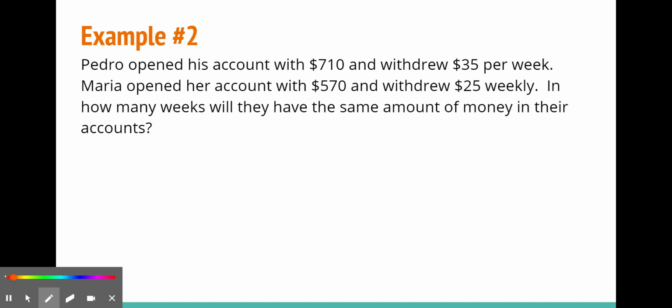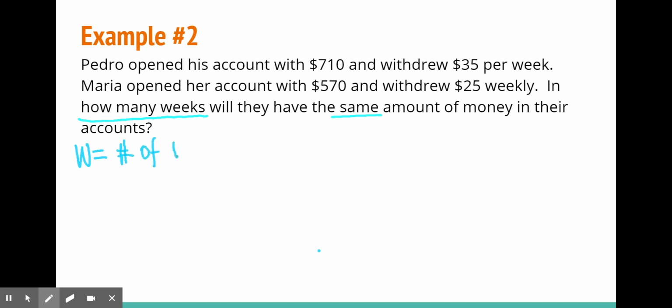So first of all, what do I want to find out? That's the first thing I want to ask myself. Well, I want to find out how many weeks it will take for them to have the same amount of money. Since I don't know the number of weeks, I'm just going to let the letter W represent the number of weeks. So your variable is always going to represent what you want to find out.